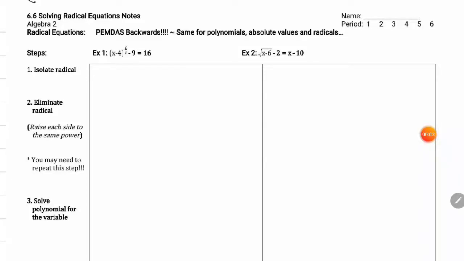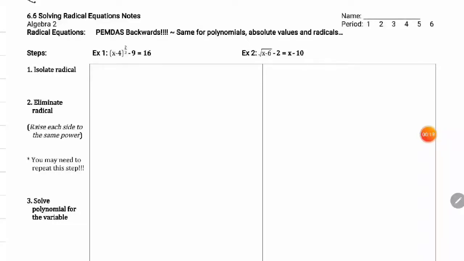Today we'll be working with solving radical equations. That's just like solving normal equations, trying to get x by itself, but this time we're going to have radicals with different exponents, fractional exponents, whatnot. This is how it works.